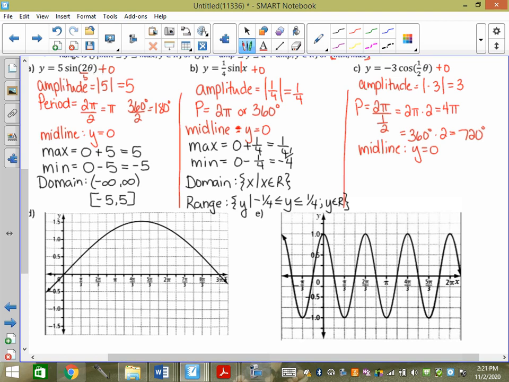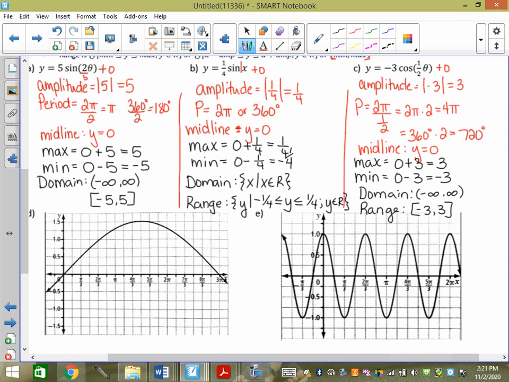For C, my maximum is d plus my amplitude, which is 3. And my minimum is d minus my amplitude, which is negative 3. My domain in interval notation is negative infinity to infinity. And my range is negative 3 to 3. You have to be able to do set notation and interval because I don't know which one they could ask you for. And you don't know which one I could ask you for. Okay?